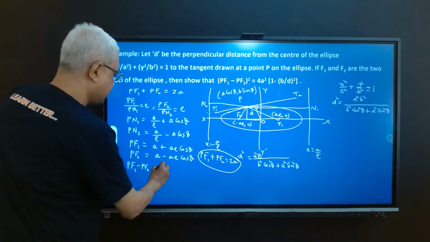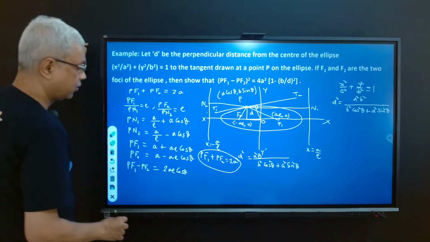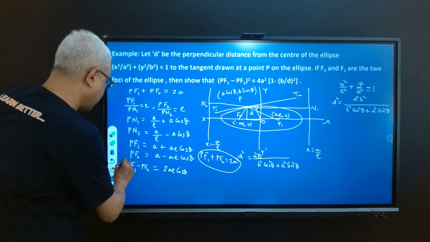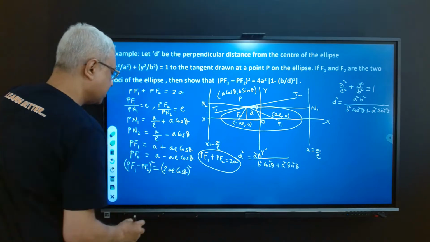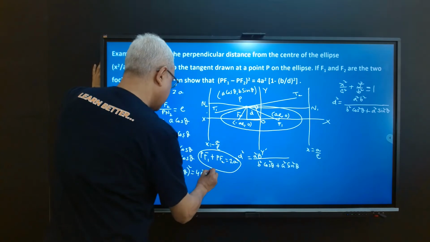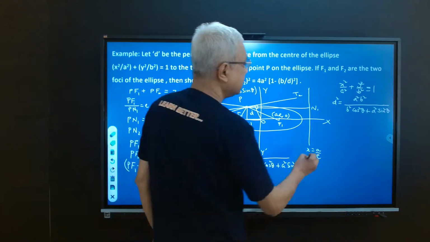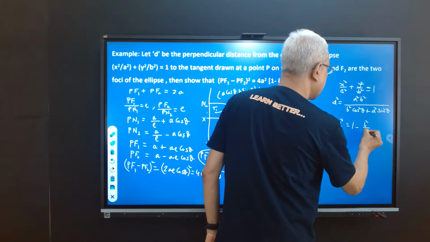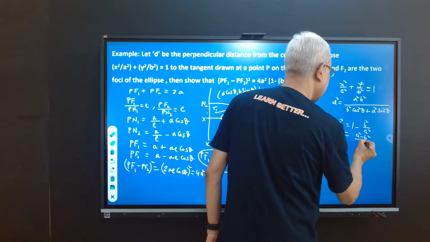Pf1 minus Pf2, in this case, I can write 2ae cos theta. Okay, so 2ae cos theta. So (Pf1 minus Pf2) whole square is (2ae cos theta) whole square, which is 4a square e square cos square theta. Let us recall e square is 1 minus b square by a square. So it is (a square minus b square) by a square.